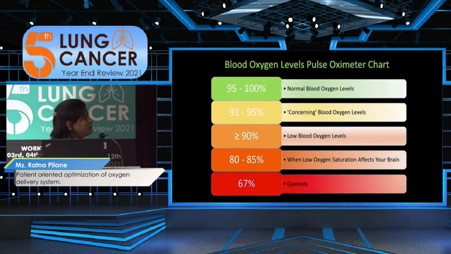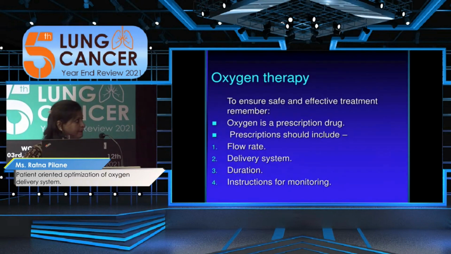Then these are the blood oxygen levels on the pulse oximeter chart. When there is 95 to 100%, that is a normal blood oxygen level. 91 to 95% is a concerning blood oxygen level. Below 90% it is a low blood oxygen level. At 80 to 85%, the low oxygen saturation affects your brain, and at 67% there is cyanosis. At that time you need to put the patient on HFNC or on a ventilator.